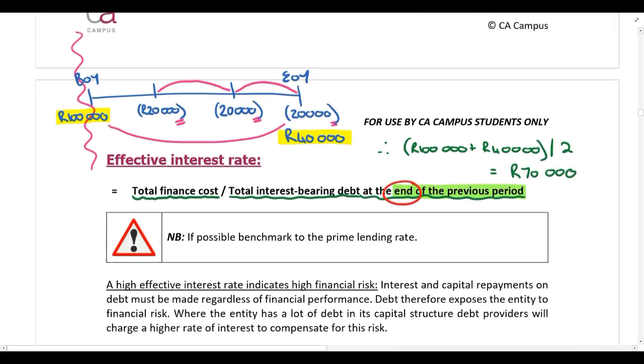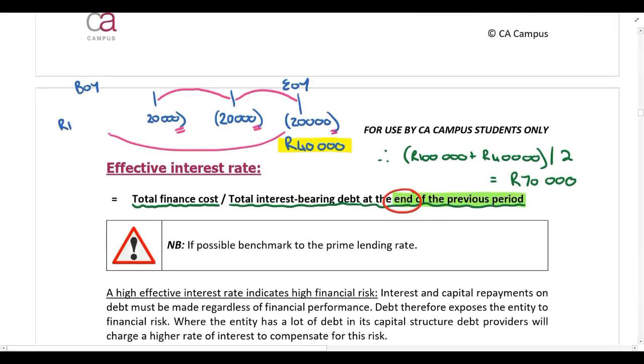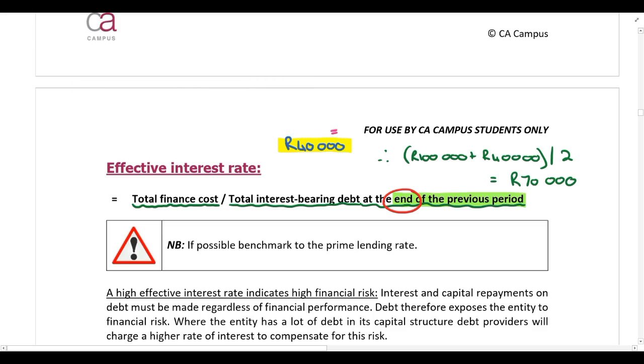So just make sure you understand the logic behind that, please, guys, because if you understand the logic, then you won't make the mistake of using the closing balance at the end of the year. It makes no sense to ever use the closing balance at the end of the year.